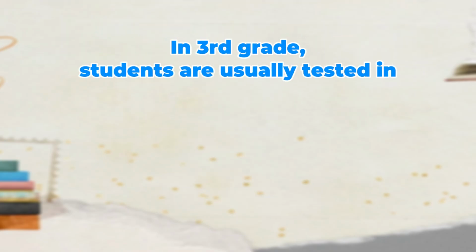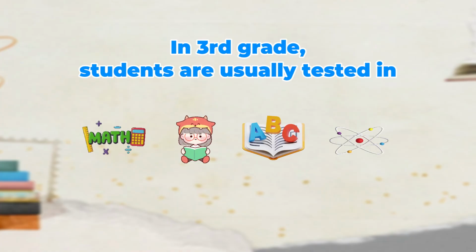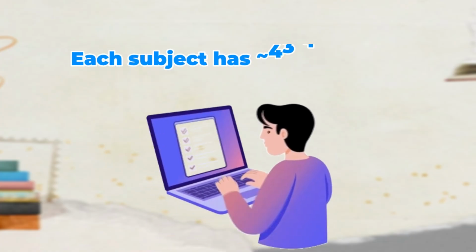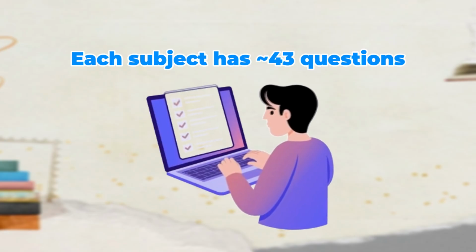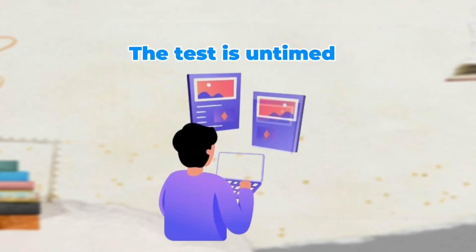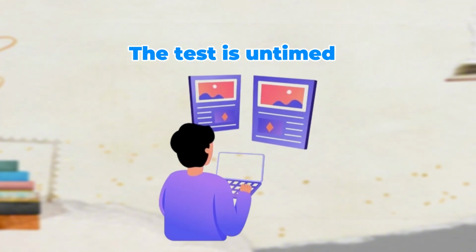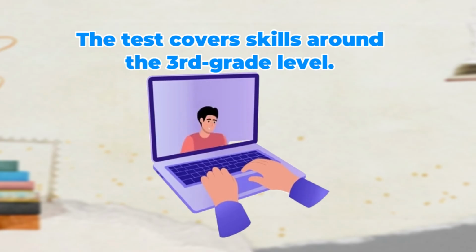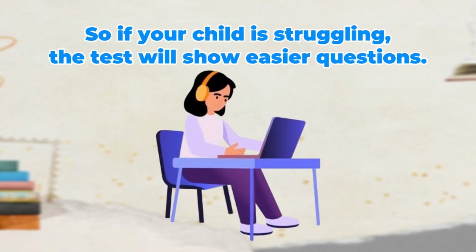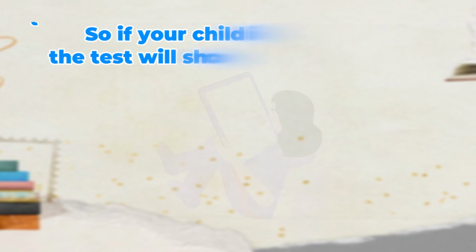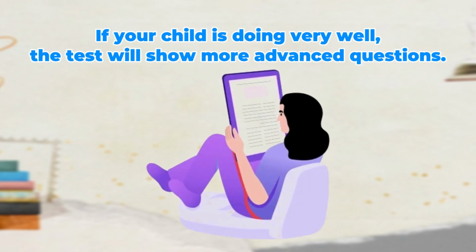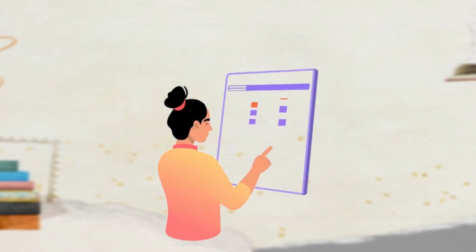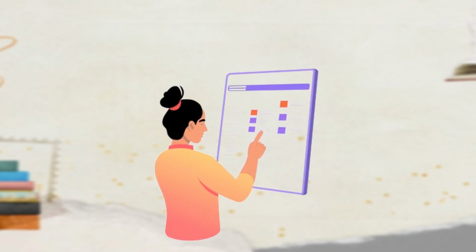In third grade, students are usually tested in math, reading, language usage, and in some schools, science. Each subject usually includes around 43 questions, and the test is untimed, so your child can work at a comfortable pace. The test can include skills below, at, and above the third grade level. So if your child is struggling, the test will show easier questions. If your child is doing very well, the test will show more advanced questions. Now that you know the basic structure of the test, let's move into the practice questions.